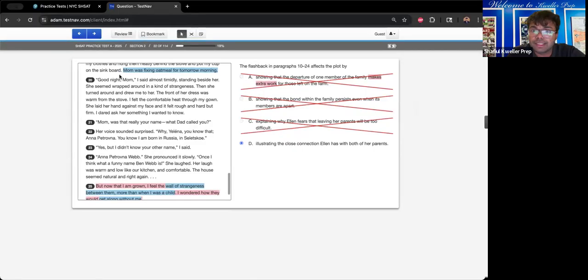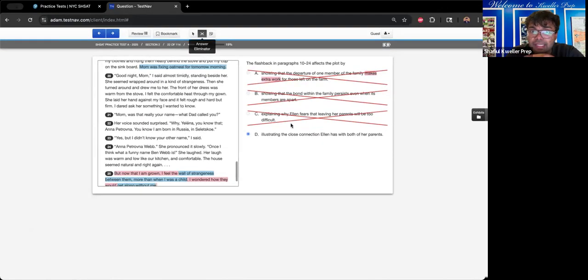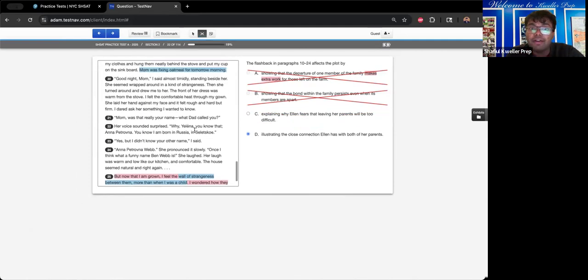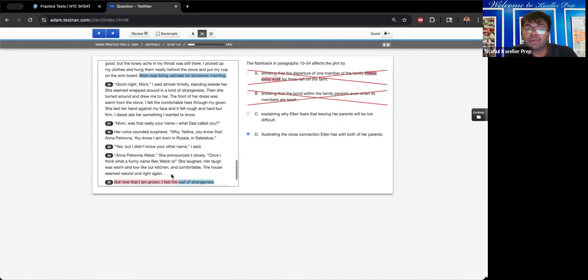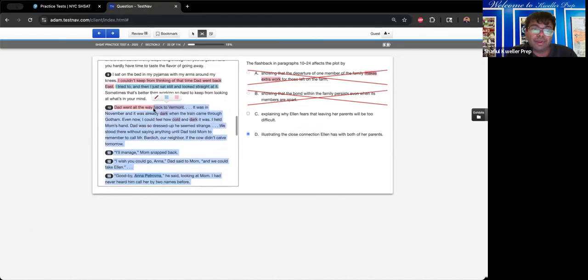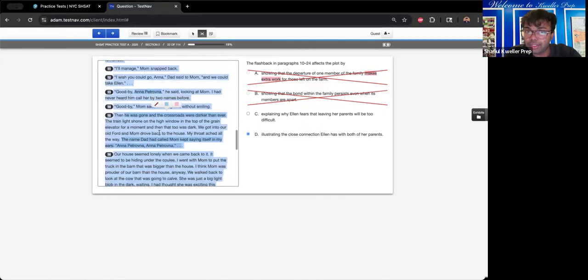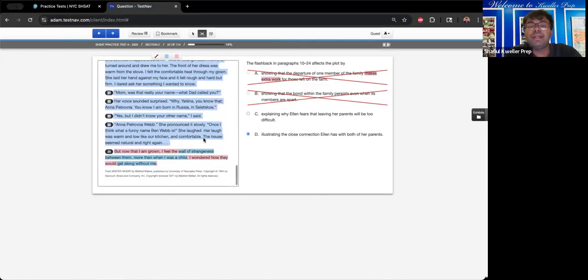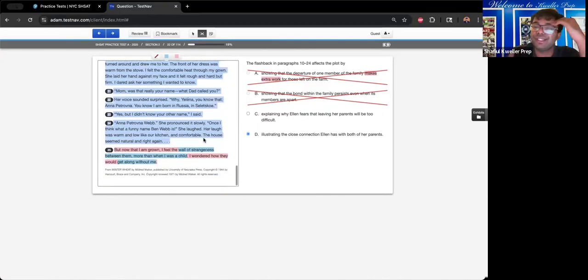Someone asked why it is not C. C could be an idea that she has, but there's nowhere in the flashback where she talks about how leaving her parents for college would affect her. Does that make sense? Paragraphs 10 to 14 don't really talk about this. The flashback does not really talk about the fact that she's leaving her parents and how she feels scared. So that's why it's not going to be C.